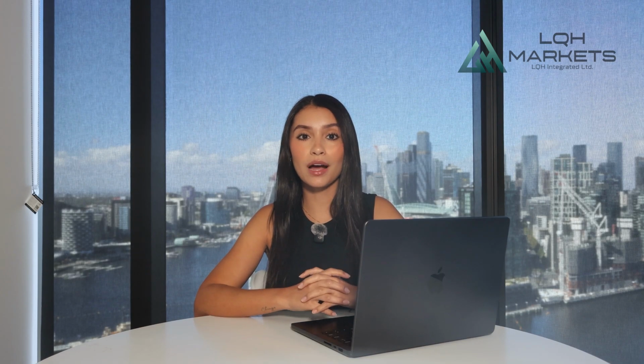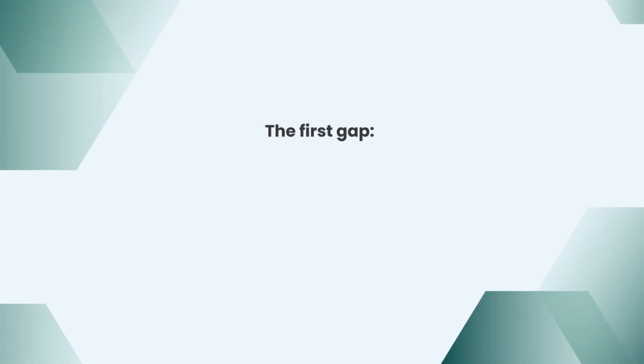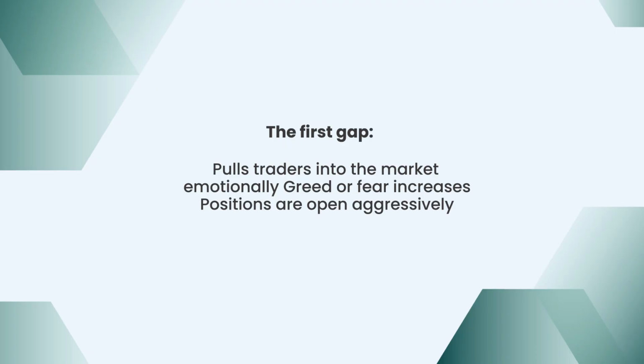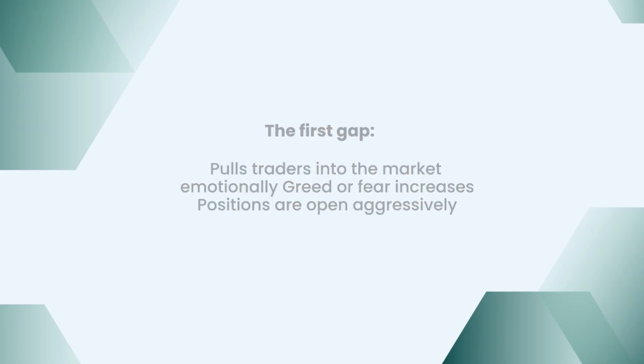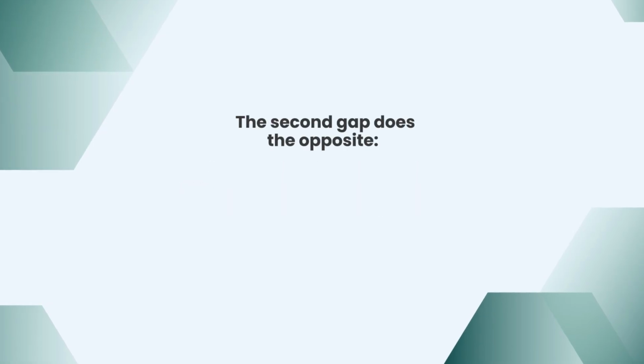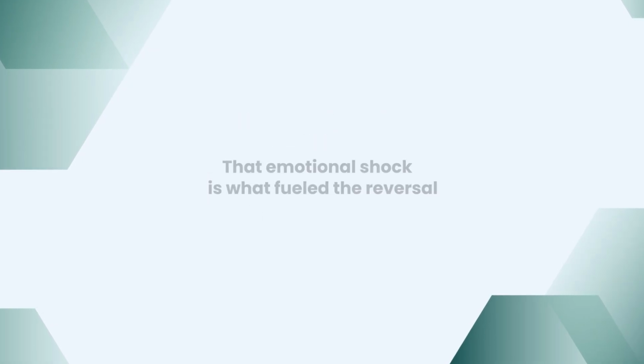Now let's talk about the psychology behind this pattern. The first gap pulls traders into the market emotionally. Greed or fear increases. Positions are opened aggressively. The second gap does the opposite. It removes liquidity, it removes exits, it forces traders to react instead of plan. That emotional shock is what fuels the reversal.